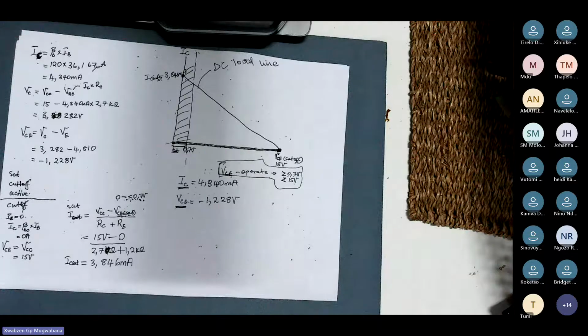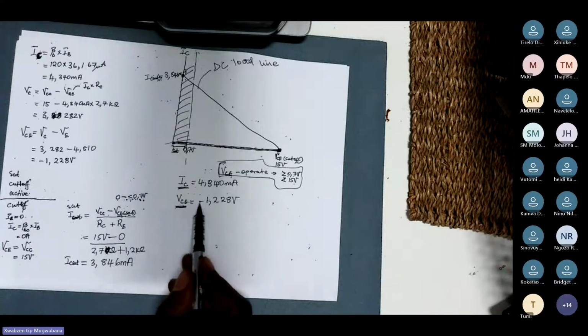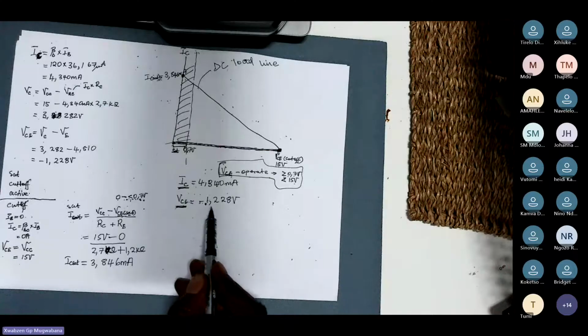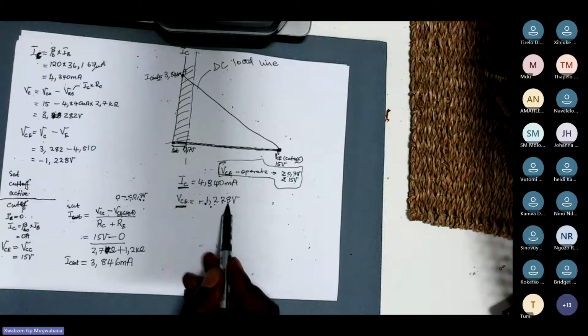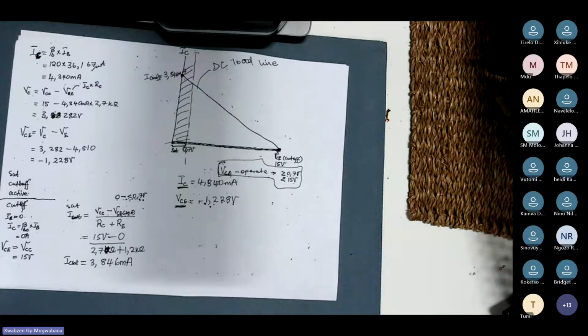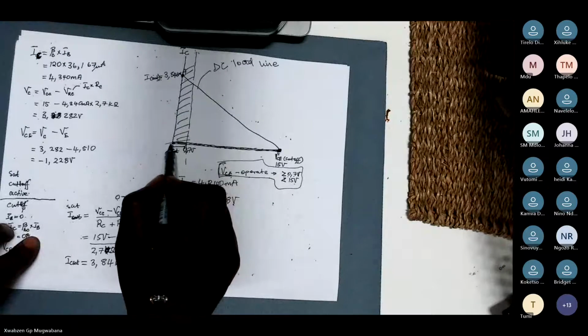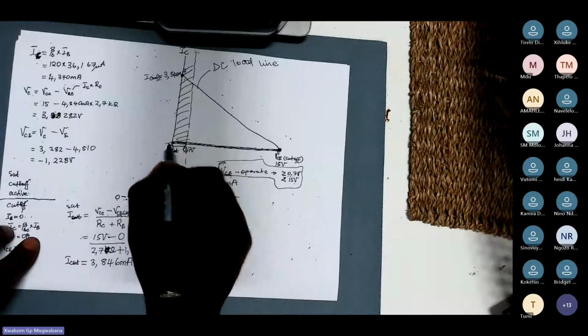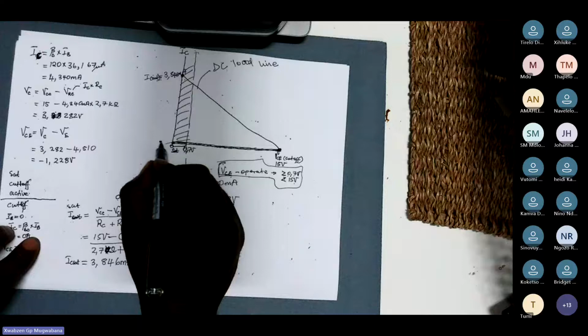Now, let's look at VCE. Where is VCE? Our VCE is minus 1,228 volts. Can you see where it is? Which means, remember, minus is where? If this is 0, where is minus? Minus is going to be somewhere here, isn't it?